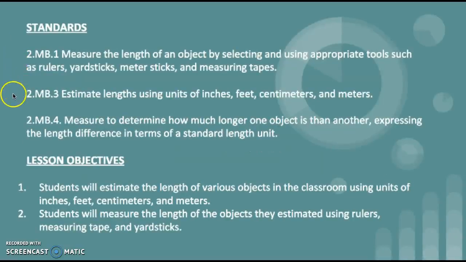These are our standards that we have listed here. And we have 2 lesson objectives. Students will estimate the length of various objects in the classroom using units of inches, feet, centimeters, and meters. And students will measure the length of the objects they estimated using rulers, measuring tape, and yardsticks.